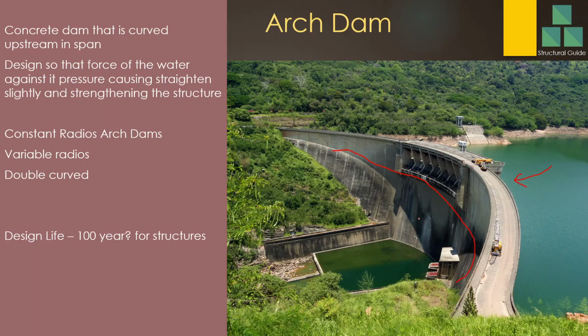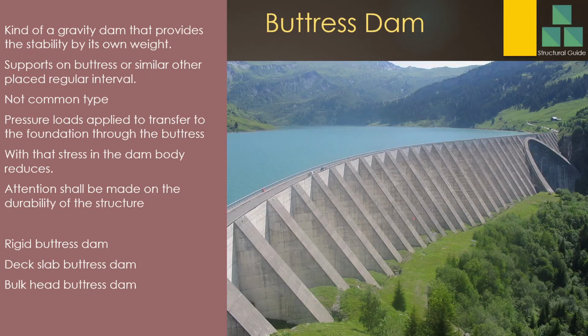There may be different types of arch dams: constant radius arch dams, variable radius arch dams, and double curved arch dams. Those are the most common types of arch dams you find in the world. Design life, as we discussed previously, may be 100 years, maybe 120, maybe 150. It depends on the design or the importance you consider in the dam design.